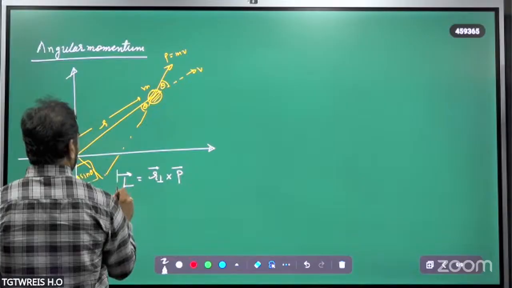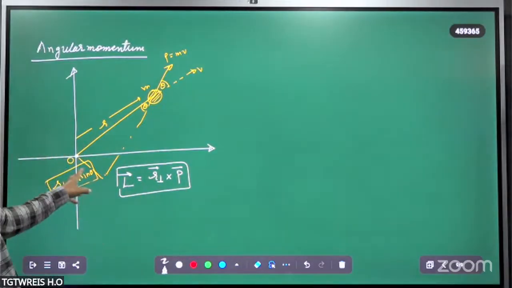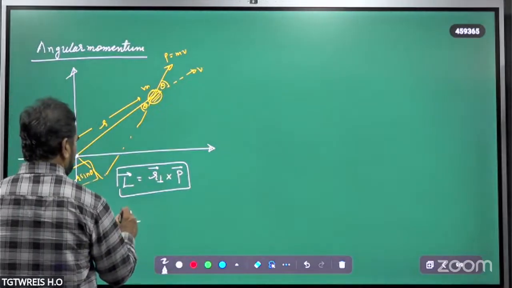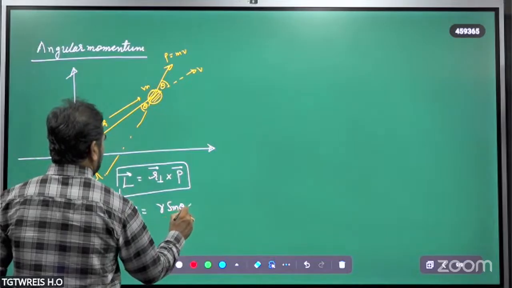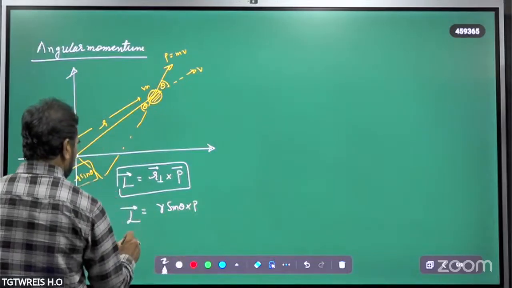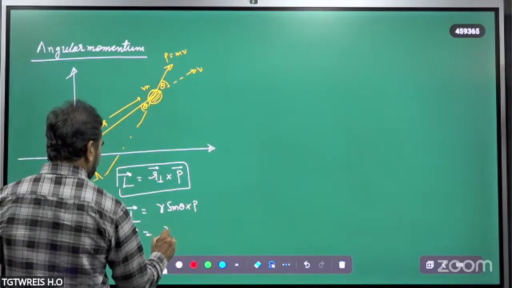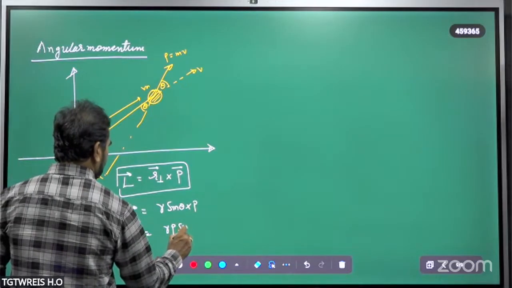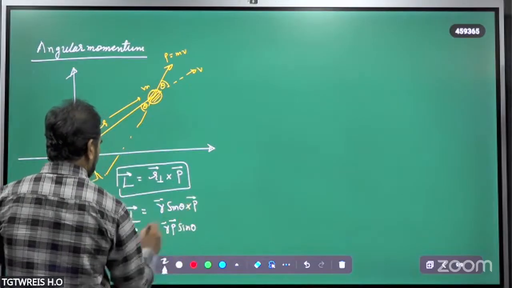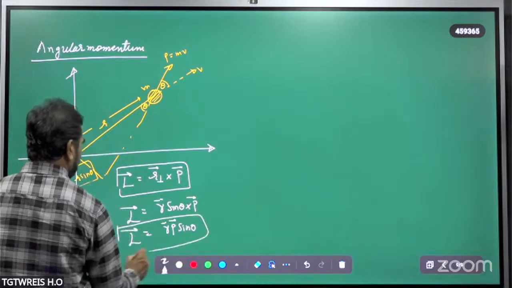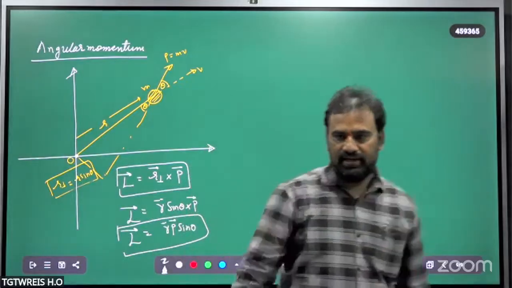R perpendicular distance into momentum. But r perpendicular distance we already know. L is equal to what, beta? r sin theta cross p. And simply, what do we have to write, L is equal to? rp sin theta. The angular momentum would be equal to rp sin theta. It would change with respect to the change of the angle.